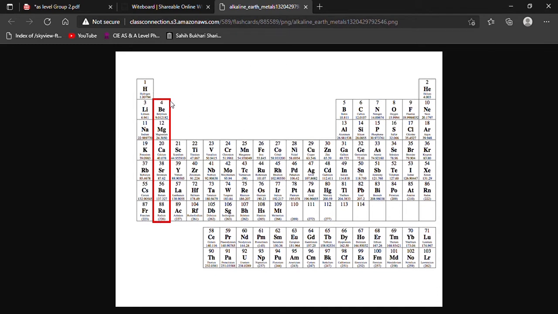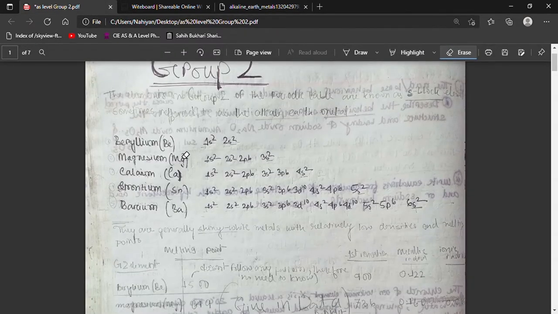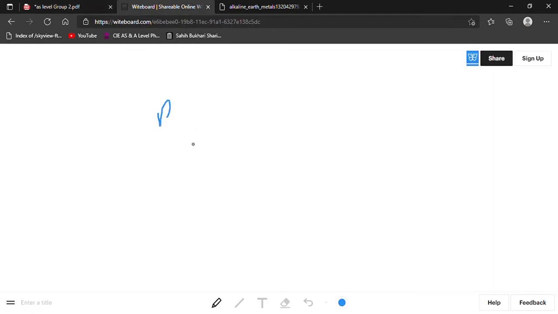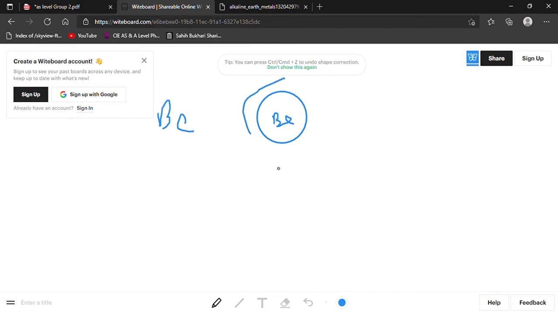Group 2 in the periodic table, and they always end in 2 electrons. If you look at the electronic configuration, beryllium, magnesium, if you go down the group, you see they end in 2 electrons. However, the number of shells increases. For beryllium we had just one full shell, and then another one which had only 2 electrons in its outer shell.